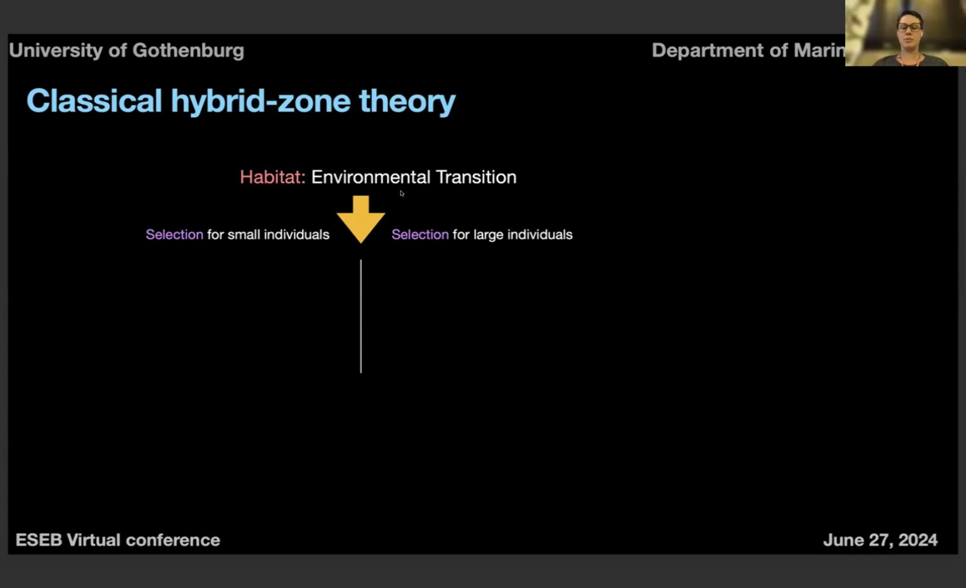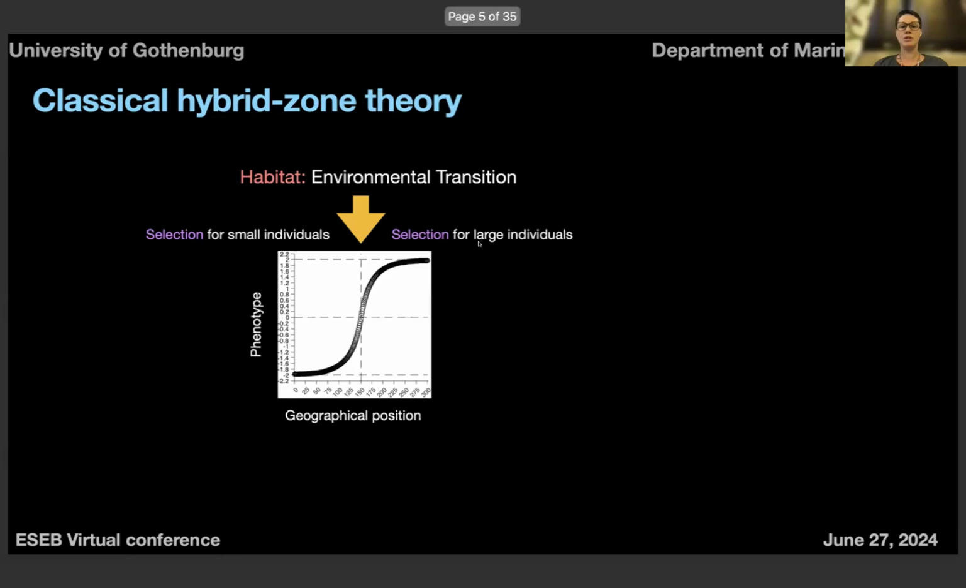There is some sharp environmental transition. So for example, on the left, you have selection for small individuals, on the right, selection for large individuals. And as I said, if you measure a phenotype that is under selection, and you plot the mean phenotype as a function of geographical position, you will see that it has this smooth, or clinal, shape, with the center at this point of environmental transition.